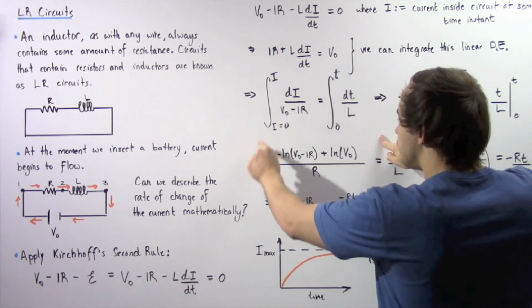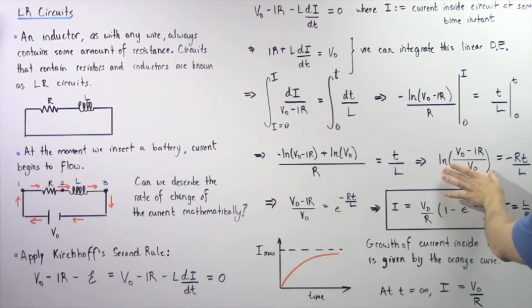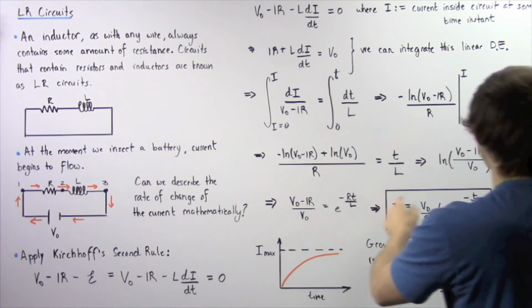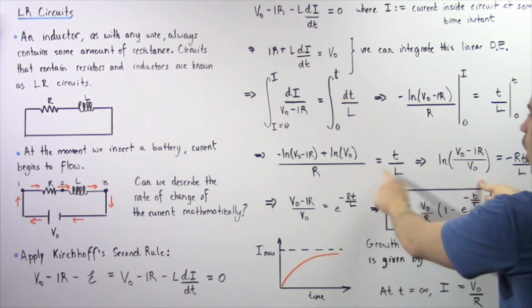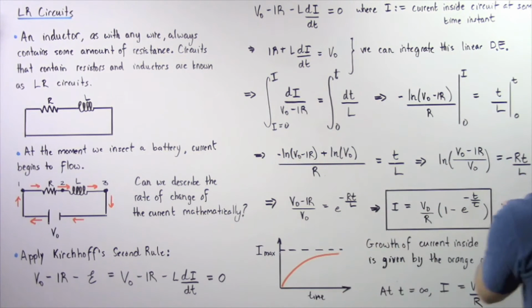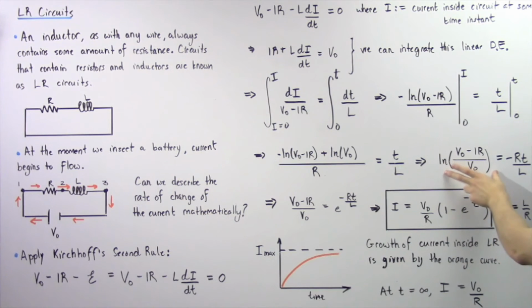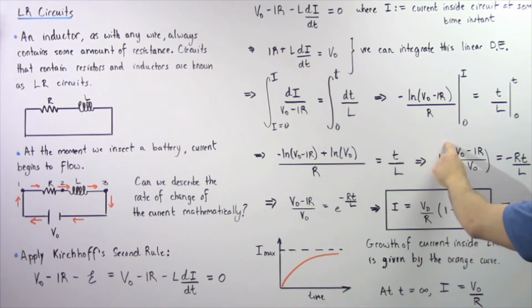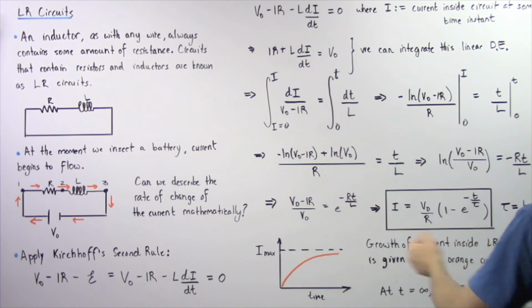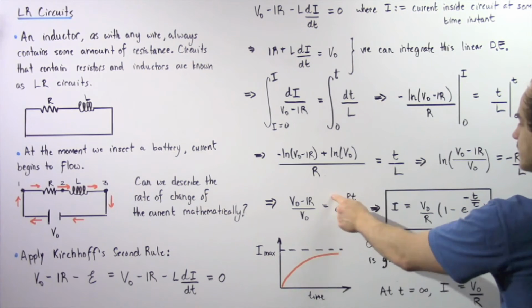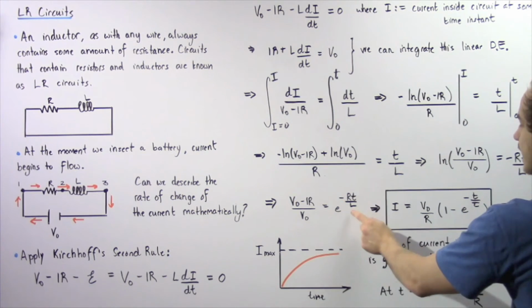Now if we apply the laws of logs, we combine these and we get this result. There's a negative sign here and we have the R on the bottom, so we can bring that to the right side and the right side becomes negative R times t divided by L. Finally, we can take the exponential of both sides. If we take the exponential of our natural log, the natural log simply disappears and we get this fraction inside, and that is equal to e raised to the power of negative Rt divided by L.